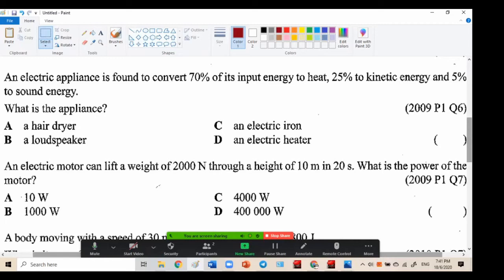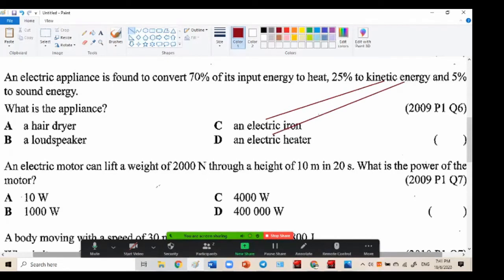A dryer. Why is it a dryer? Because 70% is heat. Yeah, because the other energies are nonsense, right? Why is it nonsense? Why do you need an electrical iron to move? There's no sound. Why do you need a heater to move? Girl, you understand? Hello? So these are nonsense, right? Why would the electrical iron need to move?